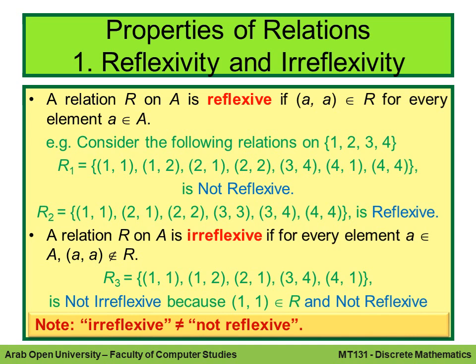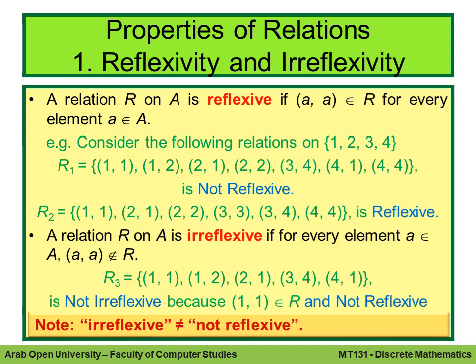Now, what is irreflexive? Irreflexive means that for every a in the set A, (a, a) is not in R. That is, no element is related to itself. To check that a relation is reflexive, you have to make sure that the ordered pair (a, a) is in the relation for each a. That is, every element is related to itself. To check for irreflexive, no element must be related to itself. That means (a, a) is not in R for any a. That is, no element is related to itself.